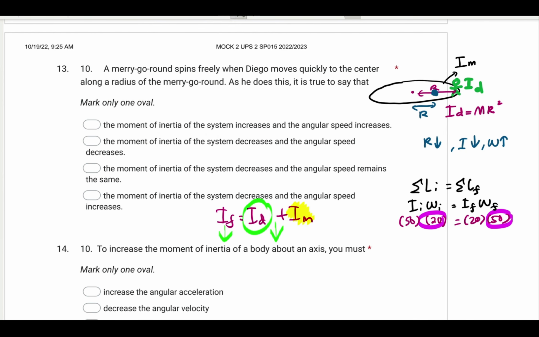Wrong. When he moves toward the center, it does not increase. The moment of inertia I final should decrease. So, wrong. The moment of inertia of the system decrease. Correct. And the angular speed decrease. No, angular speed should increase. The moment of inertia of the system decrease. Yes. And the angular speed remains the same. Also wrong. Okay, the last one. The moment of inertia of the system decrease and the angular speed increase. So, this is the correct one. Okay.